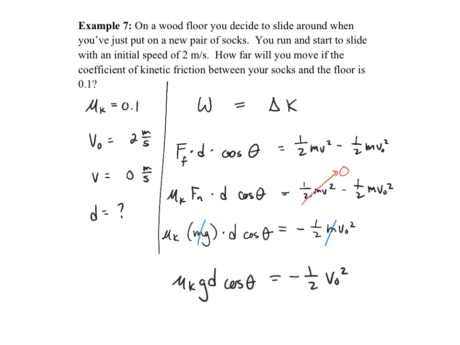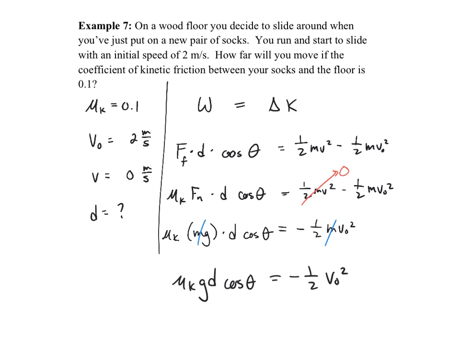Negative 9.8 for gravity. No, good try though. Remember, this g is not negative. This is just 9.8. Is it cosine 180? Think about it. If I'm moving this way, the friction acts this way, what's the angle? The angle is 180. Whenever it's the work done by friction, the angle is 180, right?